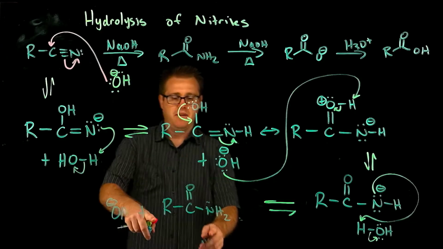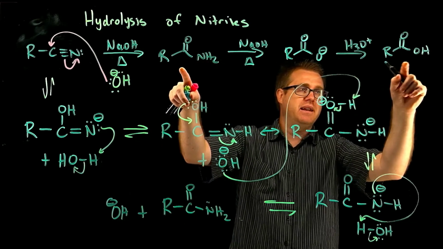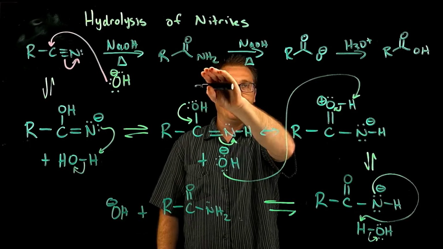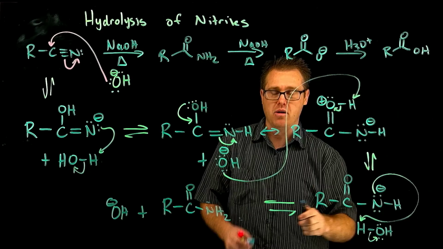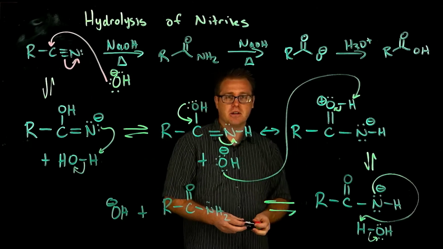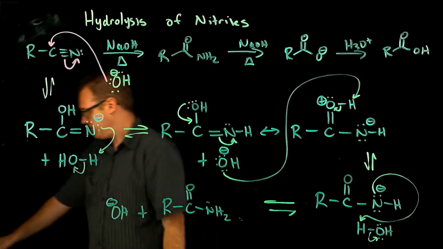And then we could see if we take our amide here, just following the steps, we can get it all the way to our carboxylic acid. And I've already shown you the mechanisms for those steps already. So next, we are going to take a look at how Grignard reagents react with nitriles.